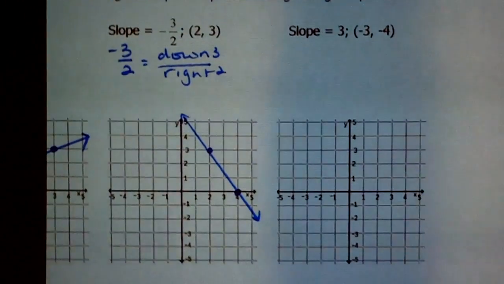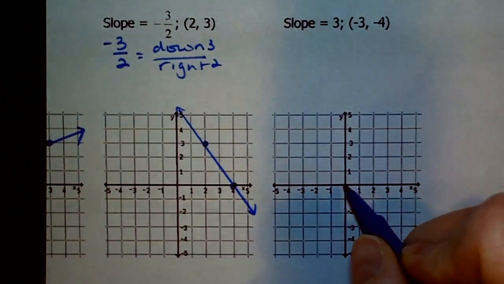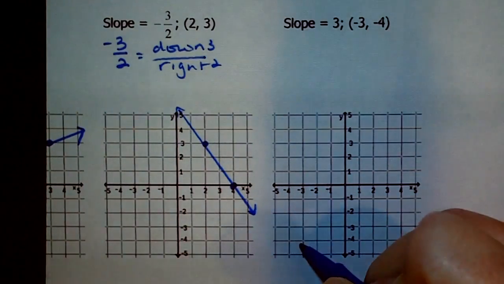Okay, next one. All right, I'm given a slope, I'm given a point. Let's plot our point. -3, -4 means -3 on the x, -4 on the y.